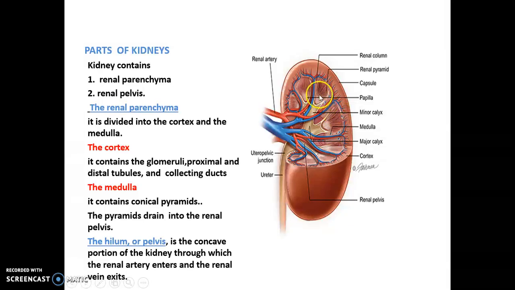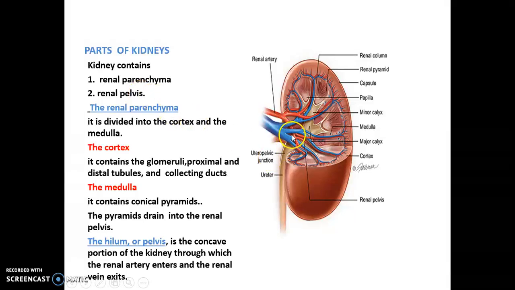I will repeat: the renal parenchyma is divided into the cortex, the outer area, and the medulla, the inner area. In the cortex area, you can see a lot of glomeruli, proximal and distal tubules and collecting ducts. We will discuss all those things later. The medulla contains a lot of pyramids. Next we will go to the second part, the renal pelvis.